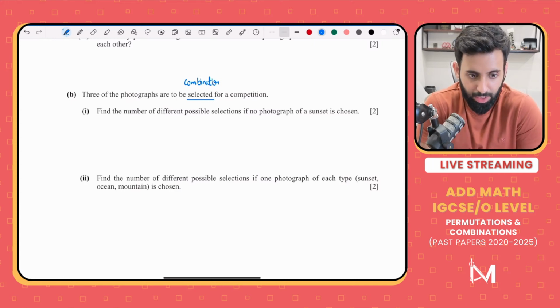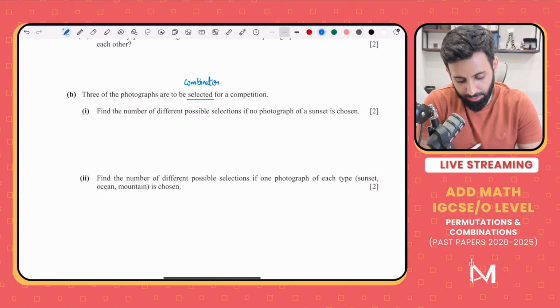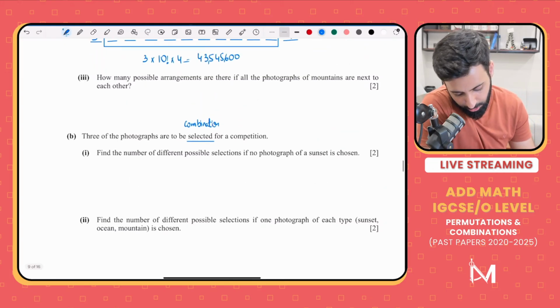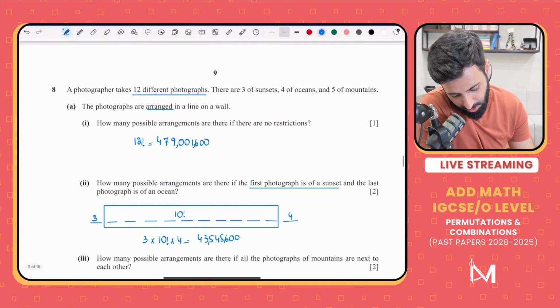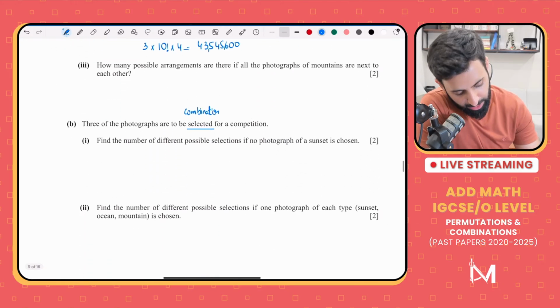Please, no irrelevant questions. Find the number of different possible selections if no photograph of a sunset is chosen. All right, no photograph of a sunset is chosen. So that means we are choosing from oceans and mountains, so that's 9 photographs. And from the 9 photographs, we have to choose 3.